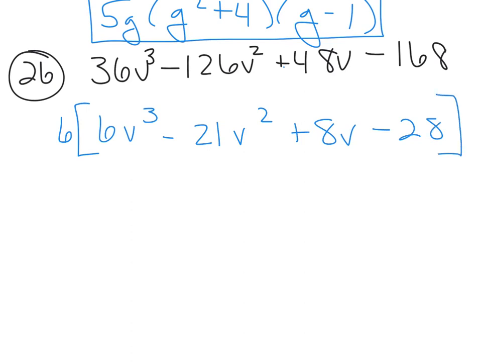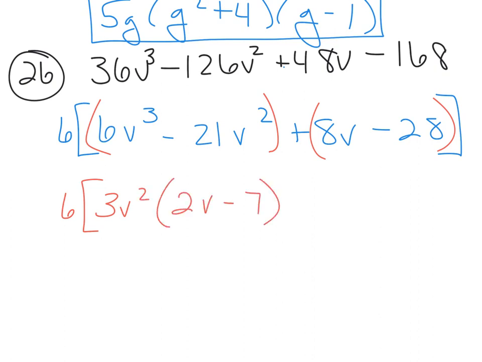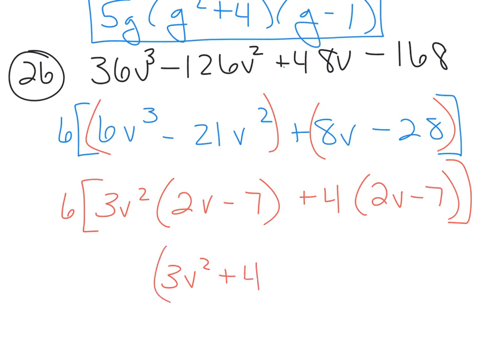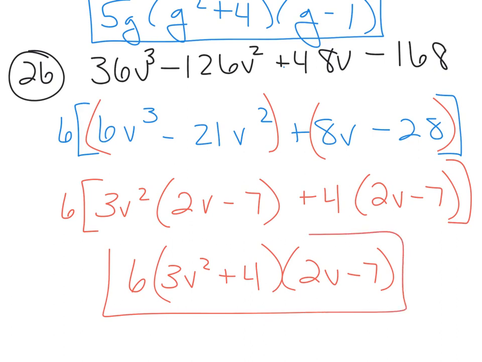Okay, now I'm going to group, keeping the 6 on the outside. So I've got a 3v squared that I can bring out of that first grouping, 2v minus 7. Out of the second grouping, I can pull out a 4 and get 2v minus 7. Again, the insides should match. So now we've got 3v squared plus 4 and 2v minus 7. GCF of 6 is sitting out front. Okay, all right, and that concludes the answer key for lesson 8.8 bookwork.